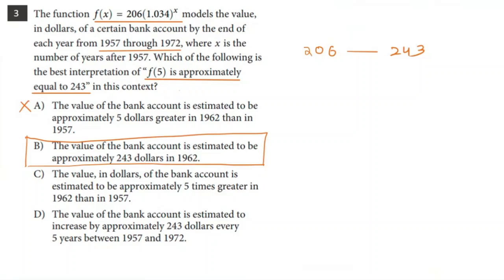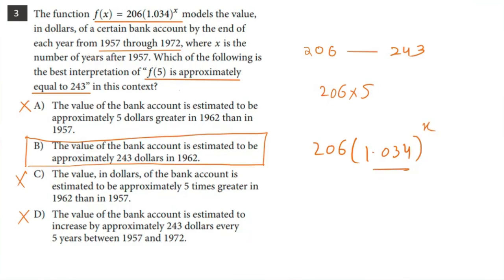The value in dollars of the bank account is estimated to be approximately 5 times greater in 1962 than in 1957. Well, no. You can see that it's 243, so it's not 5 times greater. If you multiply 206 by 5, that will be way greater than 243, so this is incorrect as well. The value of the bank account is estimated to increase by approximately $243 every 5 years. No, this is incorrect as well. So we know that 206 is the initial amount, and 1.034 is some growth factor, and x is the power.